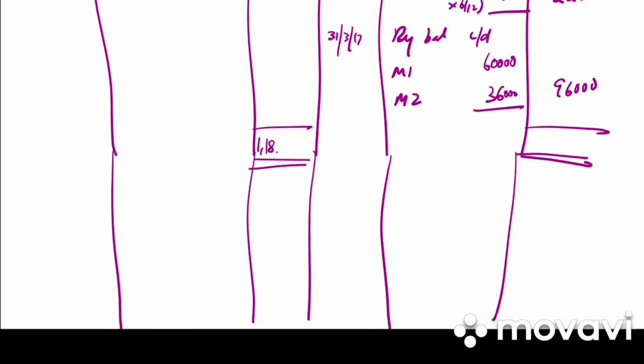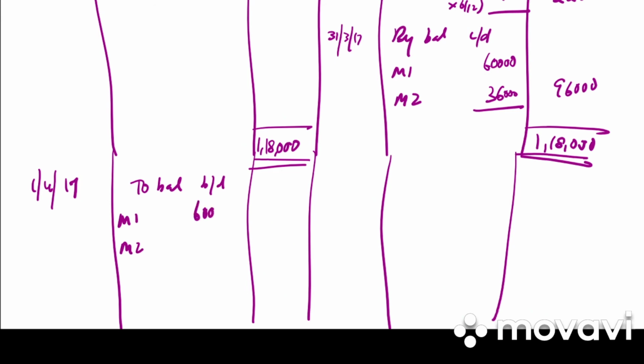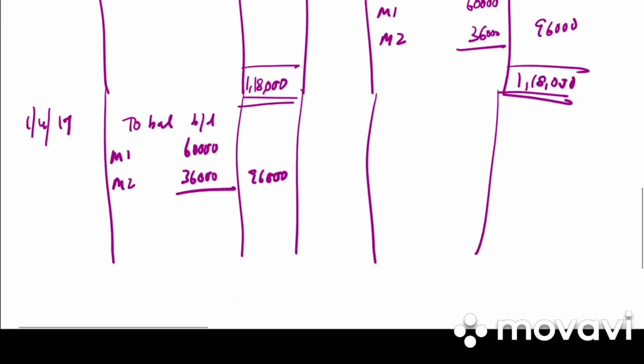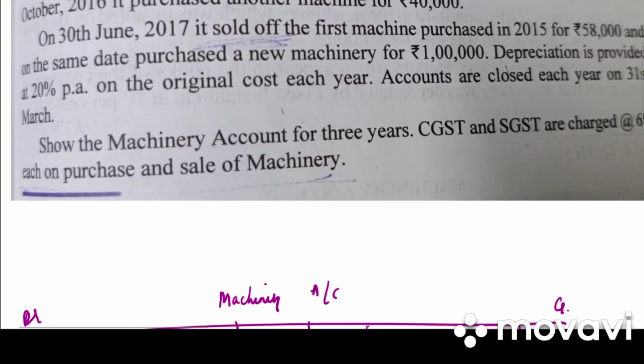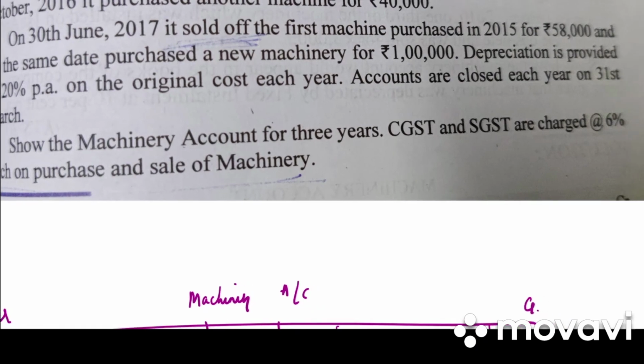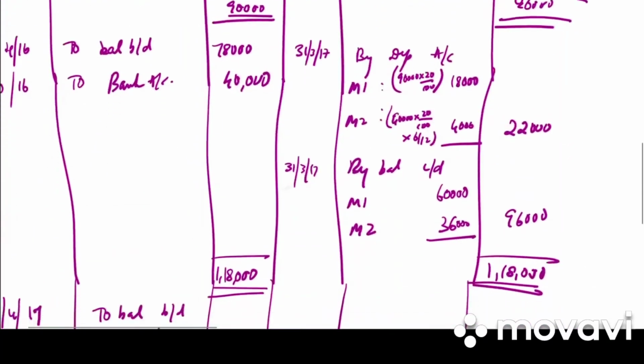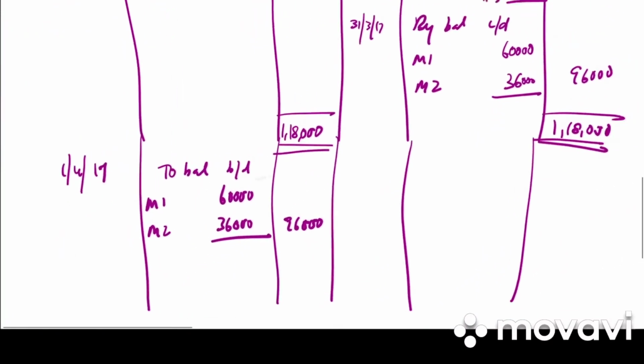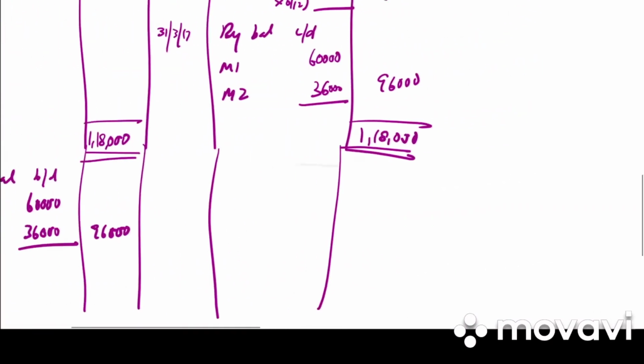So what is the total? 1,18,000. On 1st April 2017, to balance brought down, machine 1, machine 2, 60,000, 36,000. We get 96,000. On 30th June 2017, it sold the first machinery purchased in 2015 for 58,000. So on 30th June, the first machinery is sold.